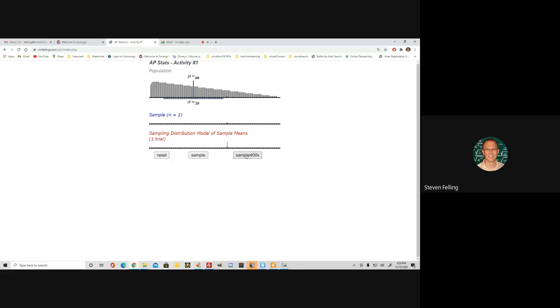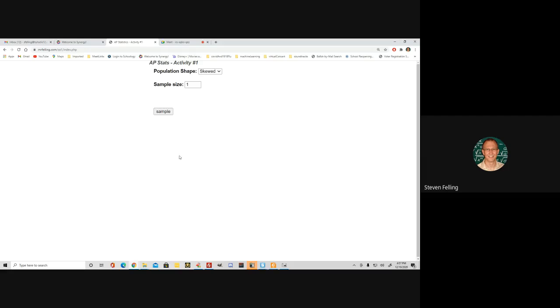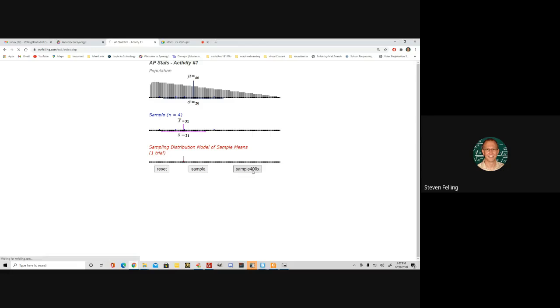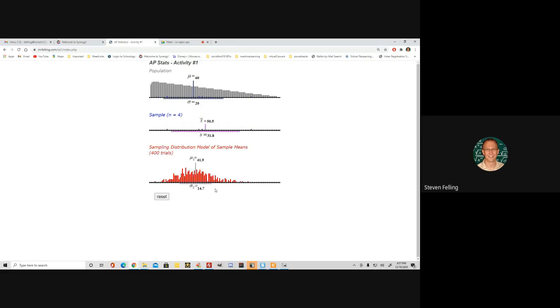If I took a sample of 400 of those things like this, I would get something that has more stuff on the left and less and less. It's kind of making a copy of the population. So very much not normal looking, right? And the standard deviation is kind of in the same area, 28, okay? But what happens if I increase the sample size? Let's increase it to 4. And then I'll run 400 trials so we can see something approximating the sampling distribution.